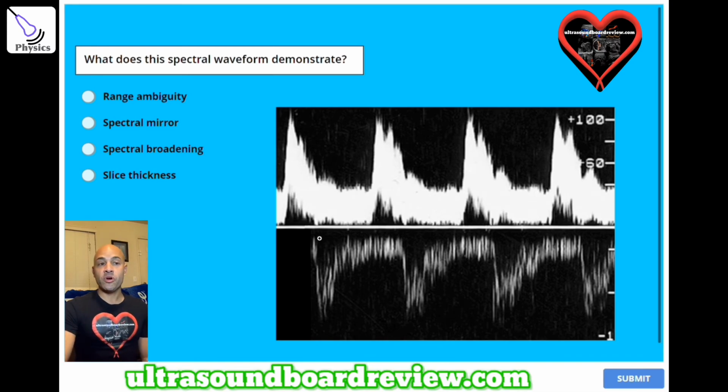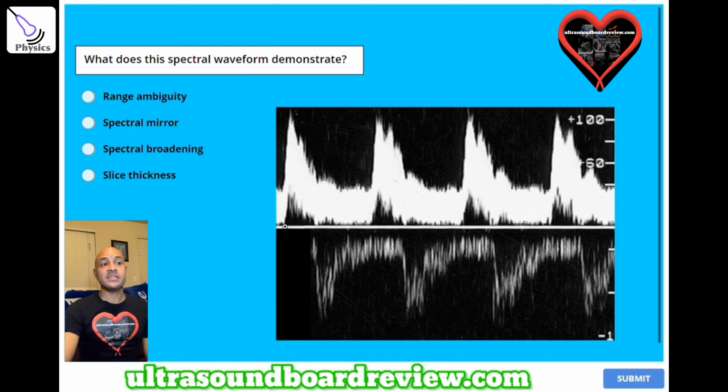In a typical spectral mirror artifact, this should be right over here in the same region where this takes off and goes above the baseline. So this should be over here. These waveforms here should be shifted over a little bit in order to count for a spectral mirror. And we know this is not spectral broadening because there's a spectral window in each waveform.